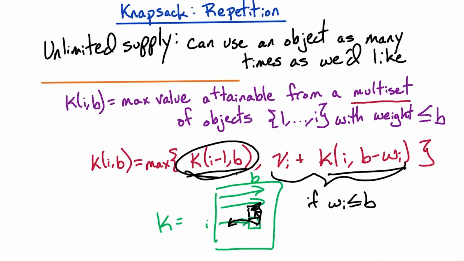And what's our running time going to be? Well, we've got a table of size n times b. That's the size of our table. And to fill each entry, it's going to take us order 1 time. So our running time is going to be order n times capital B, just as before. I won't detail it because it's almost the same pseudocode as for the other version of Knapsack.